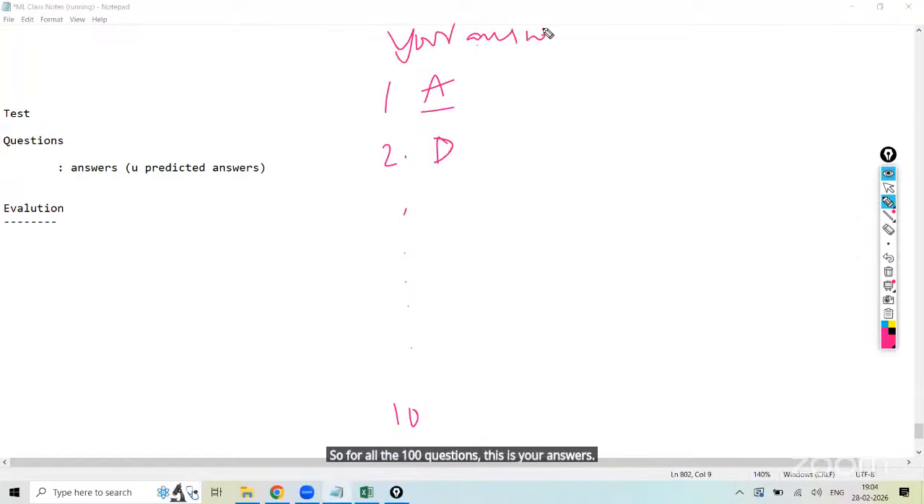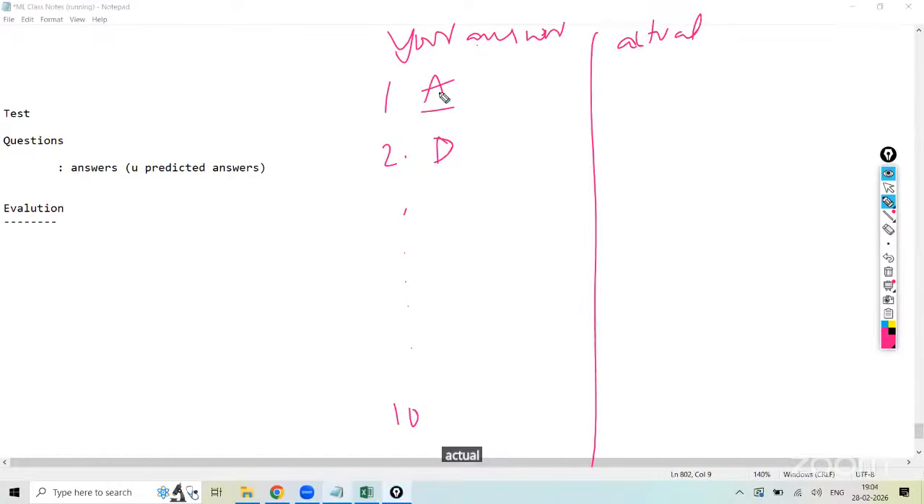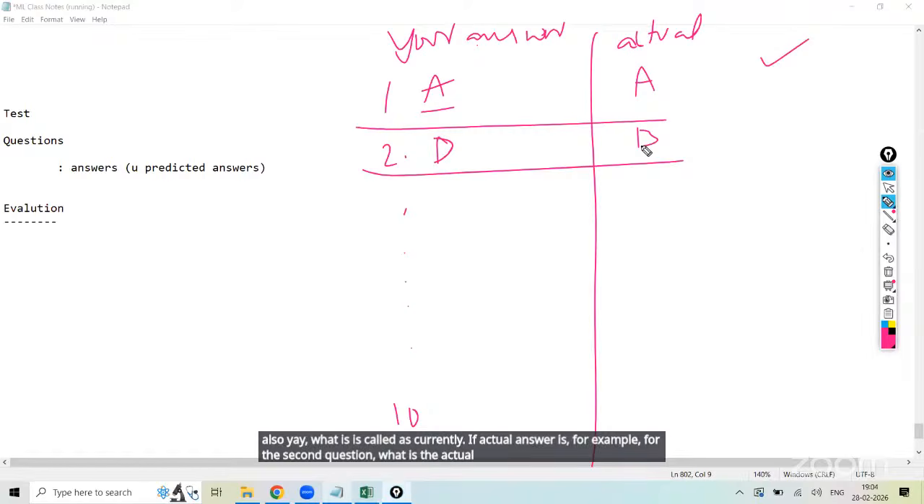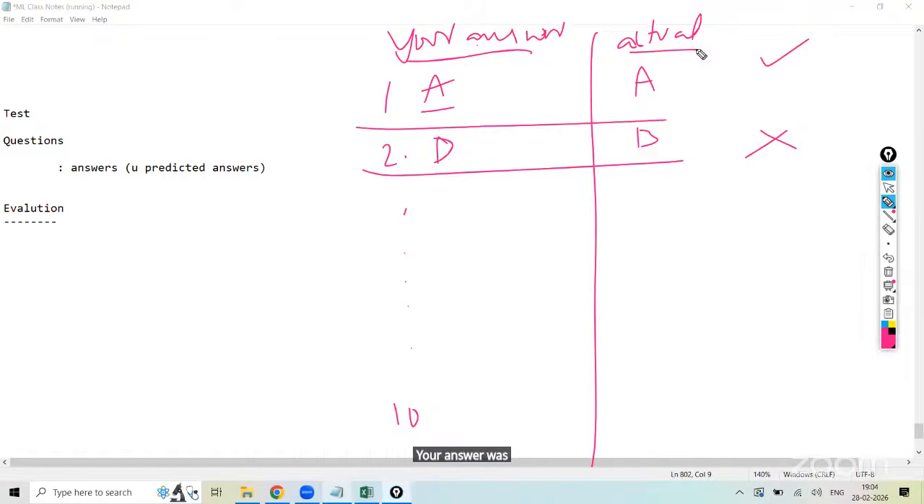Now, what are the actual answers? Actual answers also will be there, right? This is your answer, but the actual answer. If the actual answer is also A, what is this called? Correct. If, for example, for the second question the actual answer is B, what is it? Wrong answer. Your answer versus actual answer. The comparison between your answer versus the actual answer is only called evaluation.